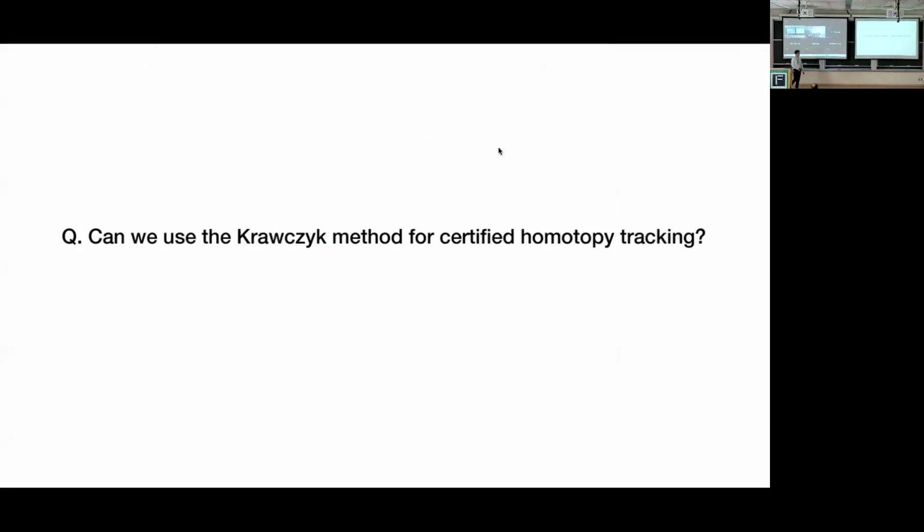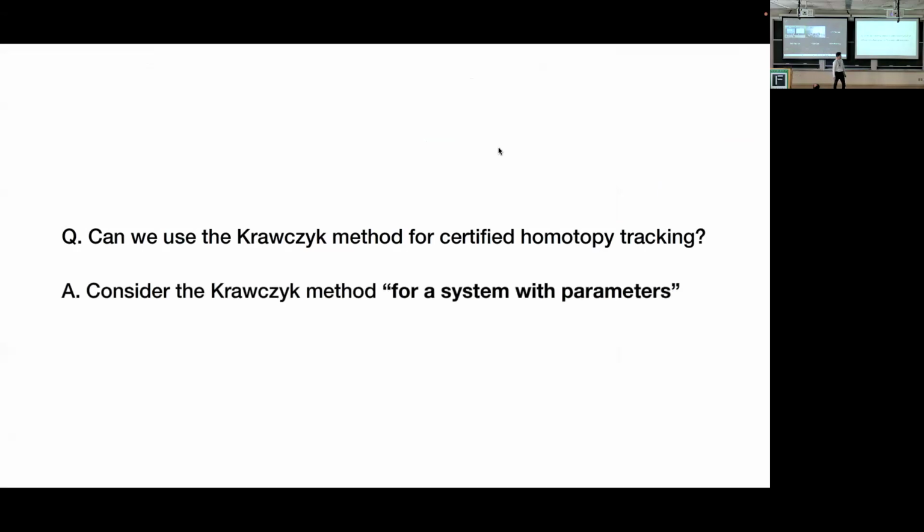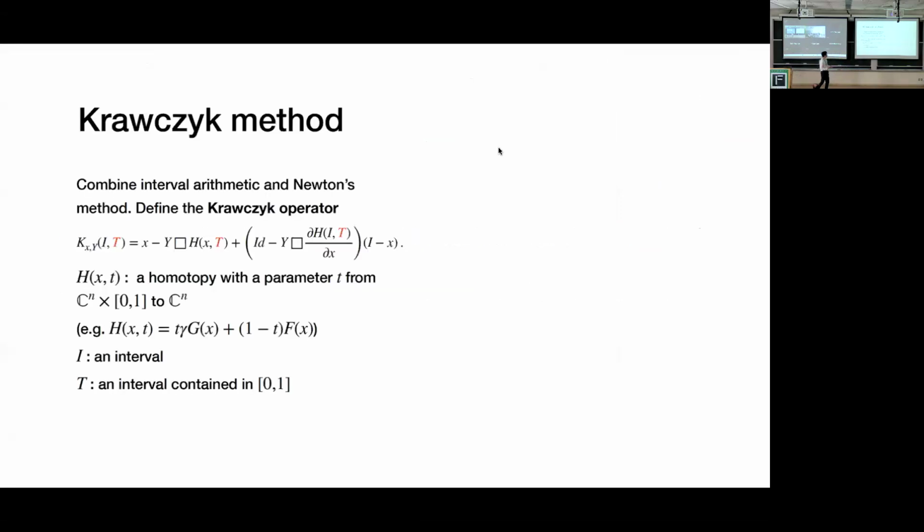But I want to use this Krawczyk method for homotopy tracking. How can we do this? I would think about the parametric version of the Krawczyk test. So I will slightly modify the slides and define the Krawczyk operator here, but we have a capital T interval, one more parameter interval, because we want to think about the homotopy. A homotopy is something like a system with the parameter t, so that we have one more variable t here, and then we will think of a time interval which is contained in 0 to 1.